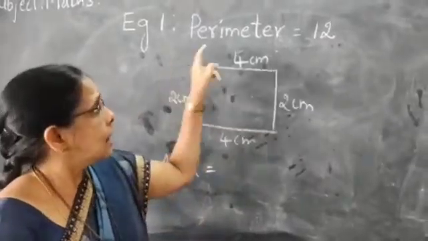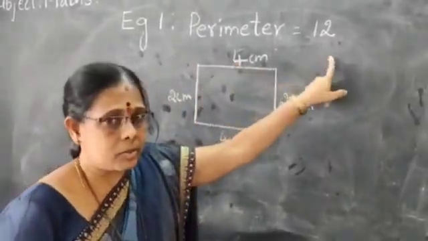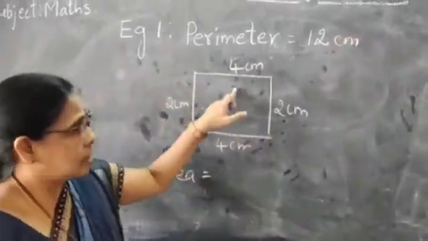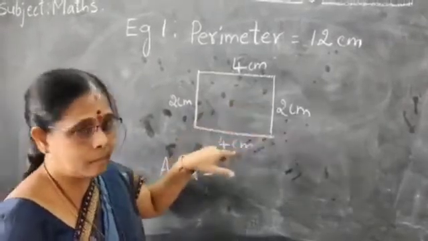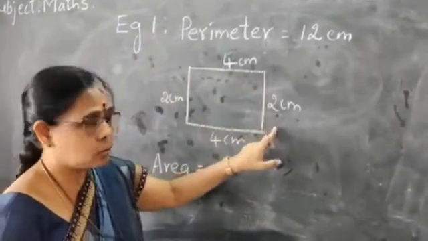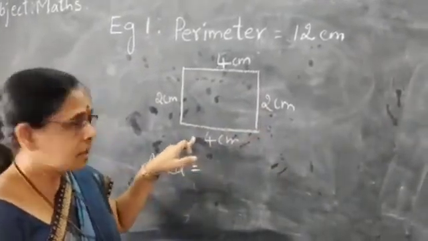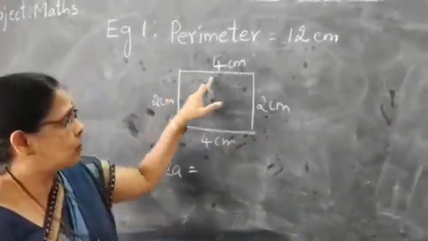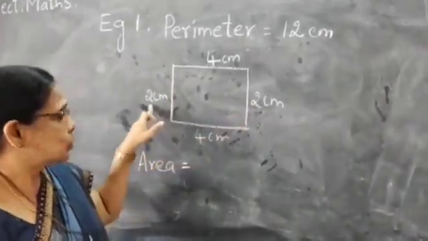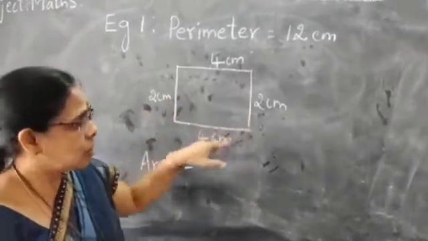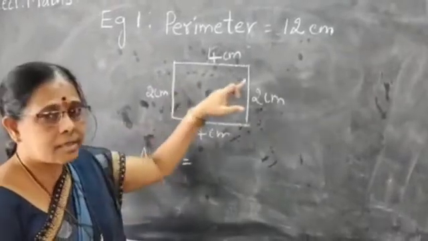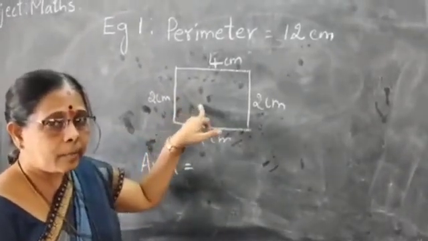Example 1: I have taken the perimeter as 12 centimeter. These are combinations of different measurements, children. Here length is 4 centimeter, breadth is 2 centimeter. 4 plus 2 is 6, 6 plus 4 is 10, 10 plus 2 is 12. What will you do for finding perimeter, children? You have to add all the sides of the given shape.